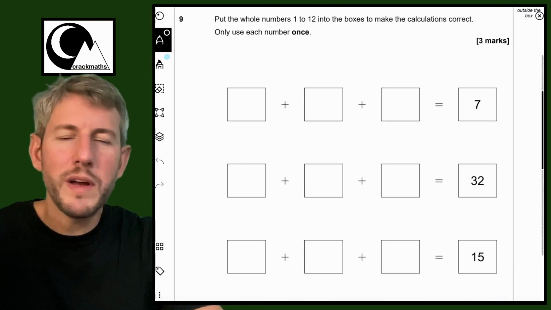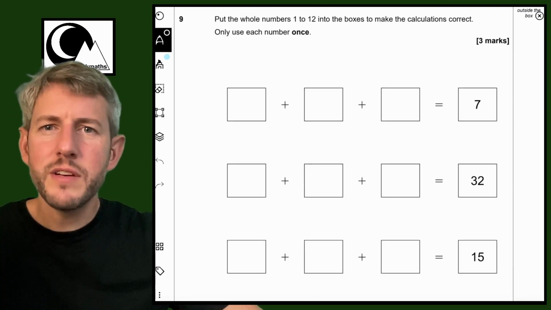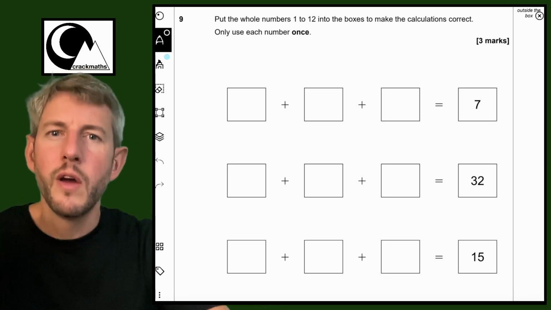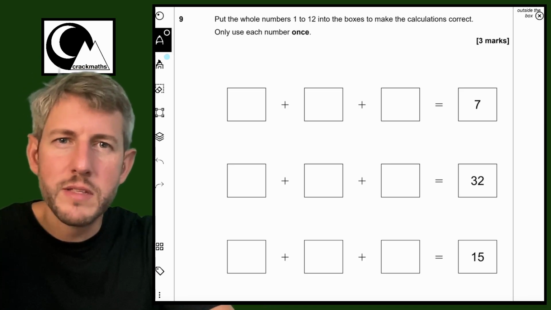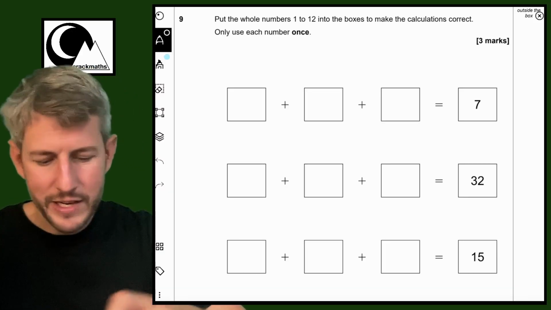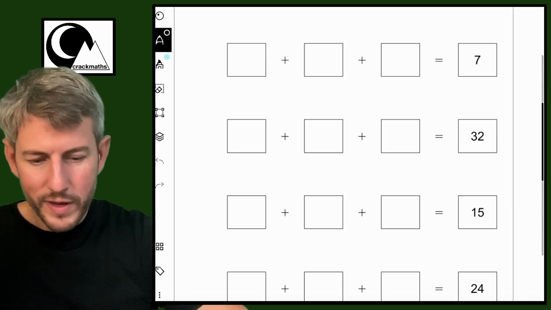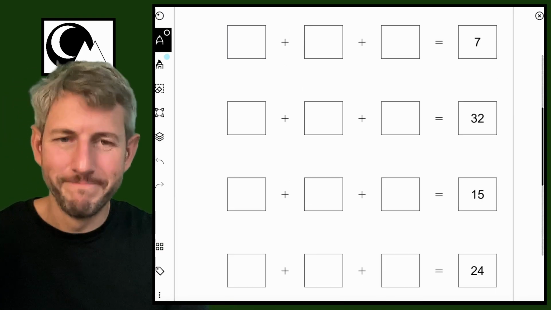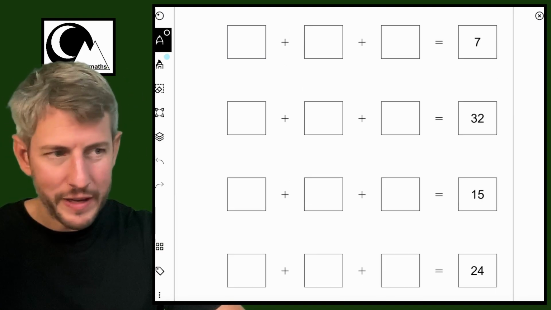So here we go. We've got question 9 here. And question 9 says, put the whole numbers 1 to 12 into the boxes to make the calculations correct. You only use each number once. Whew, is that for the whole thing? What does it mean for each one? I think it must... Oh, let's see how this all goes.